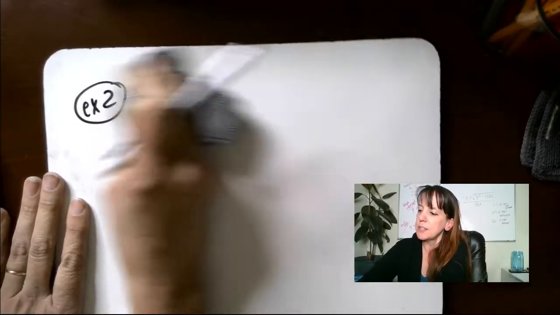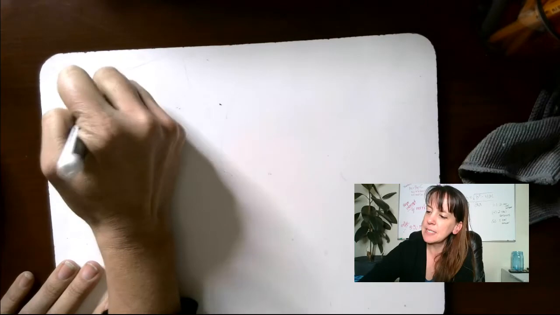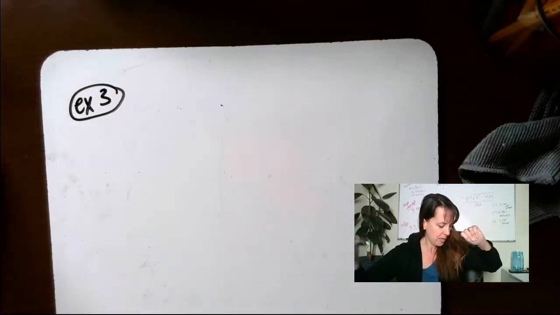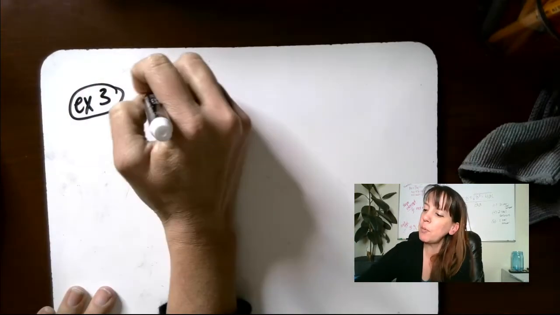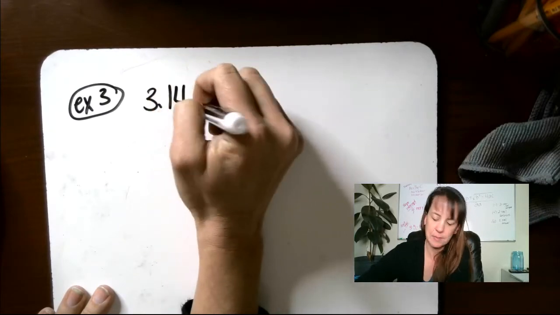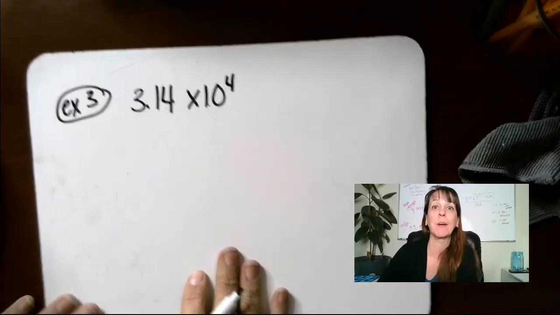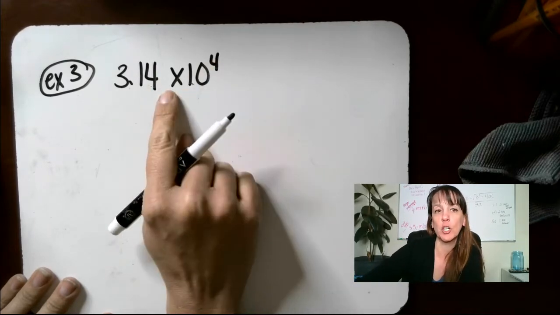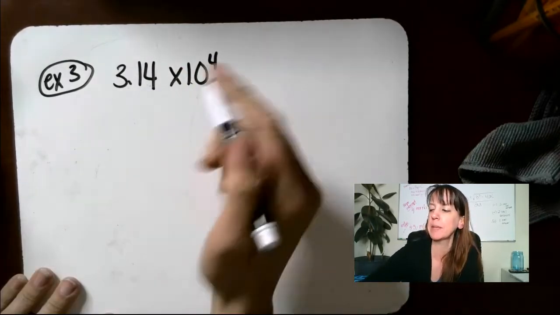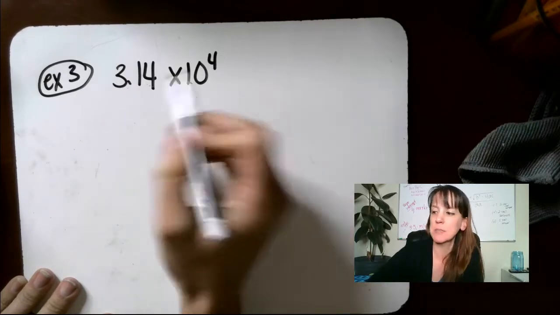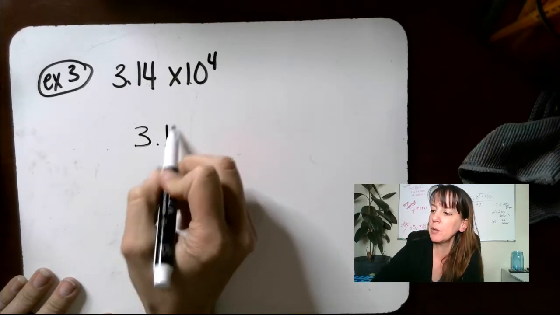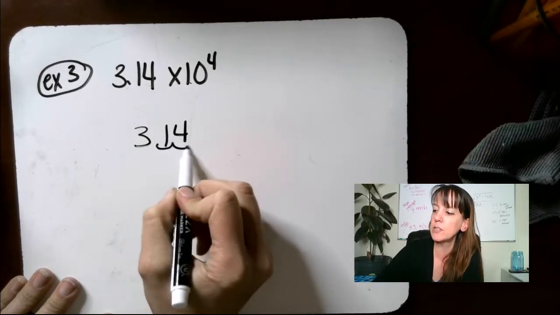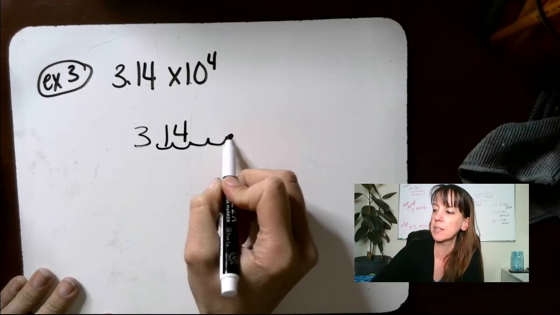Okay, so let's practice another one of those. Example number 3, we have multiply 3.14 times 10 to the 4th power. Again, this tells us we're going to be making this number larger, so we're going to be moving the decimal, because we multiply to make things larger, 4 times. So we're going to go 3.1, and we're going to do it 4 times. So 1, 2, 3, 4, and we're going to put our decimal here.